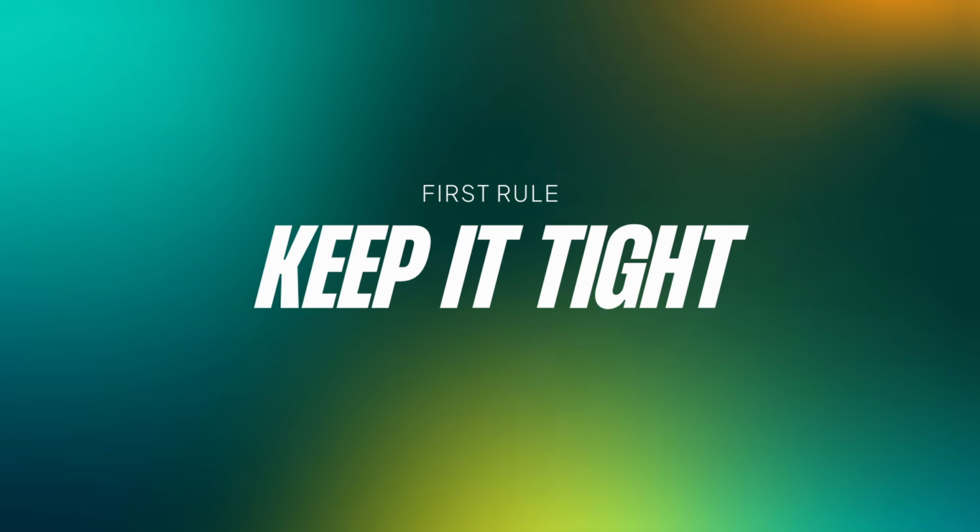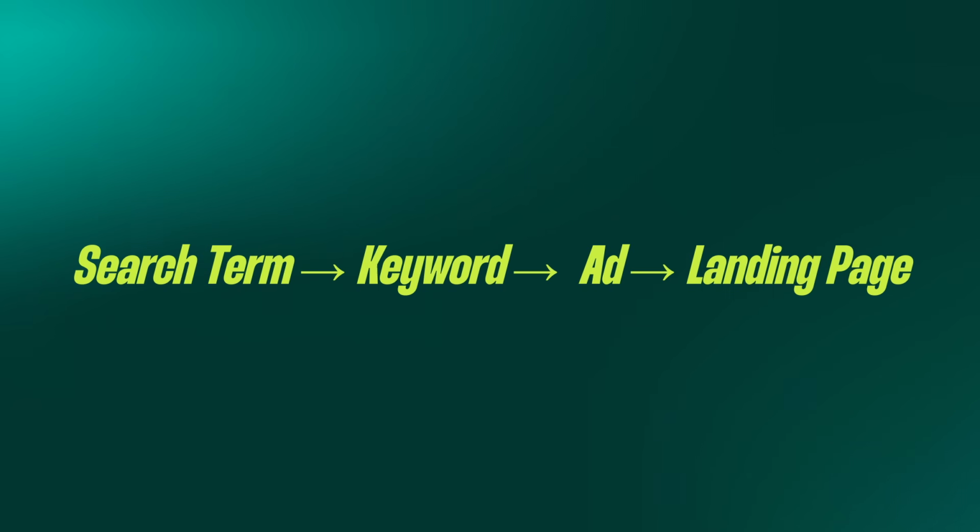Keep it tight. The rule here is that you want to use as few keywords, as few ads, and as few ad groups as you can get away with. And the whole framework falls around three things. The search term needs to match the keyword, which needs to match the ad, which needs to match the landing page. As long as the relation between those four pieces go together, then that's the core structure that works today.